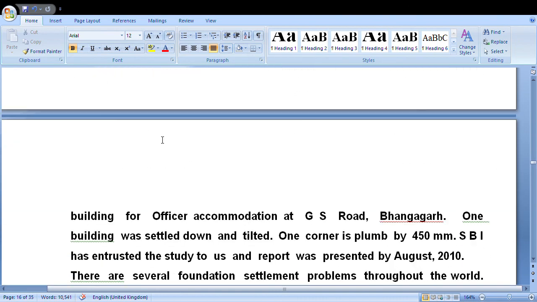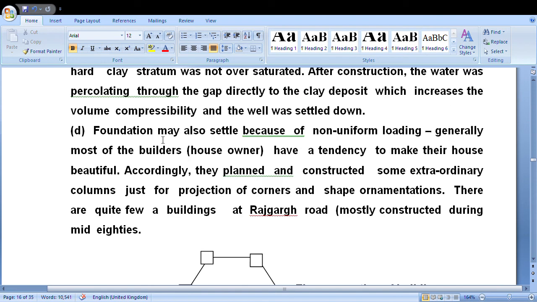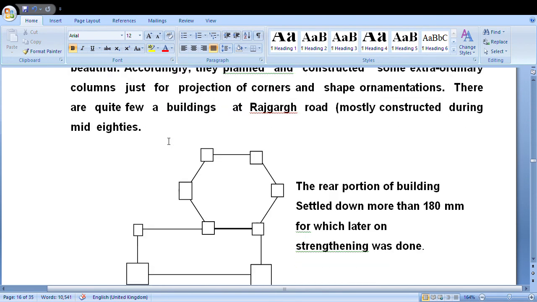However, there are some settlement failure stories with me. I shall discuss all these settlement failure stories in my next discussion, and I hope it will help you.